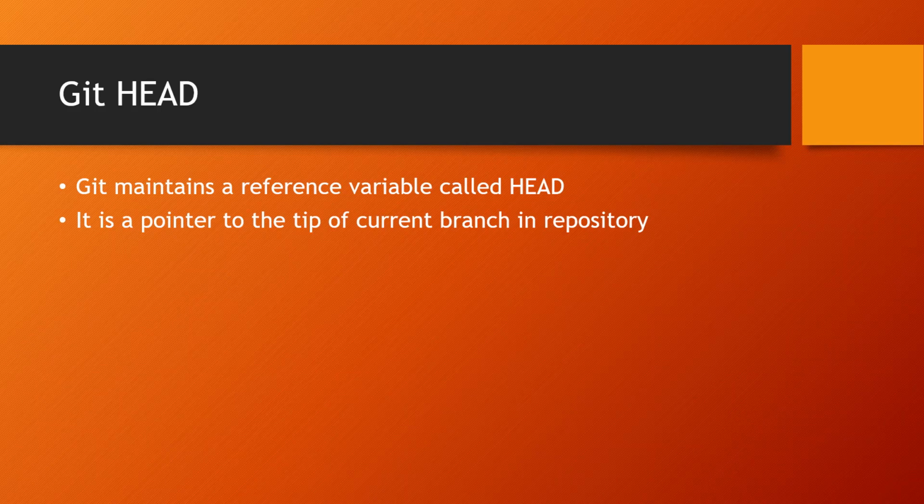In this lecture, we'll be taking a look at the head pointer in a Git repository. Git maintains a reference variable known as head, which is a pointer to the tip of the current branch in a repository. To understand it better, let's go and explore our Git directory.